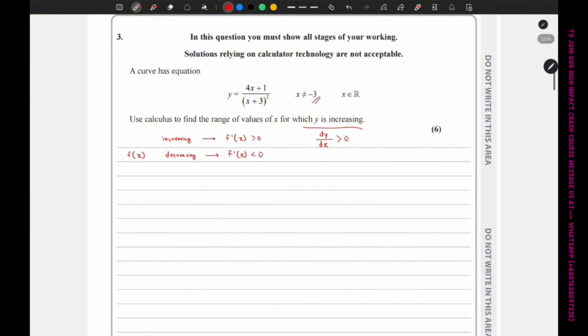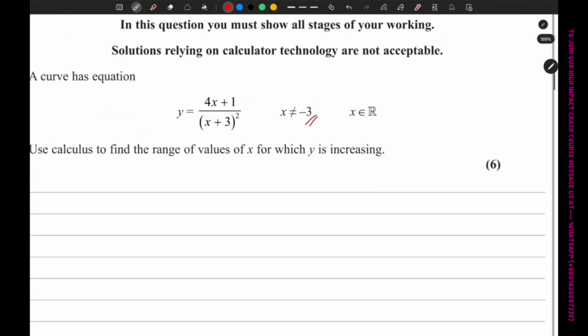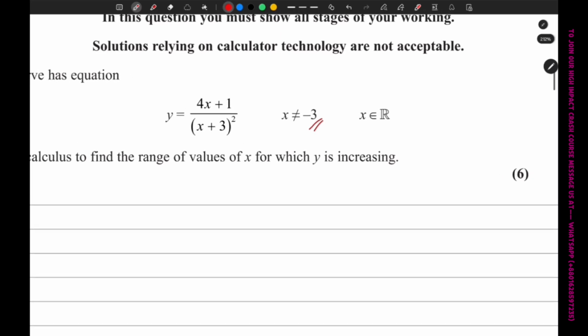Alright, so now let's continue with the maths. We need to find the value of dy/dx.